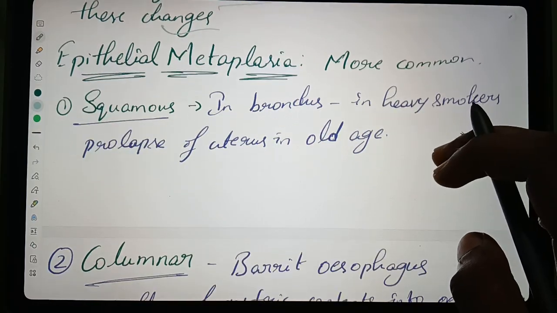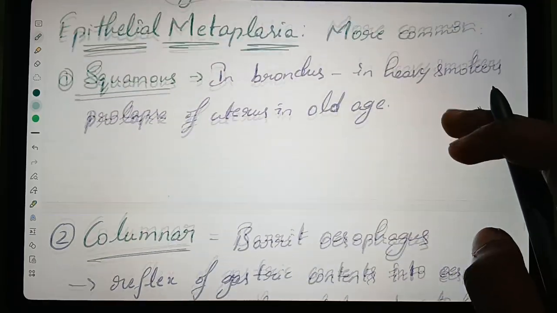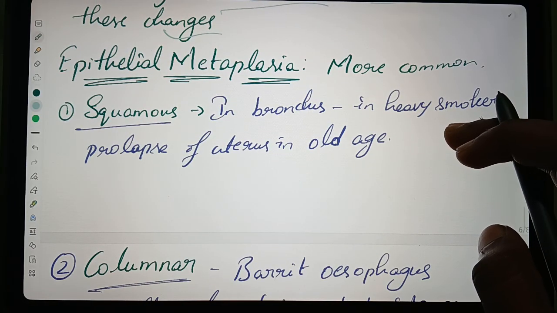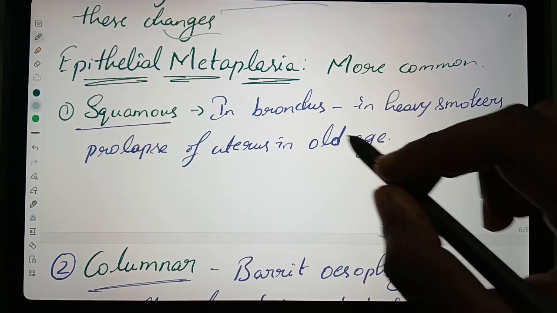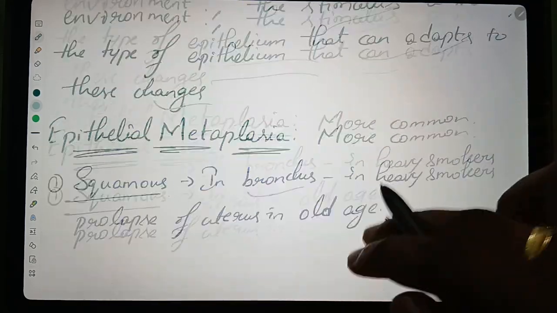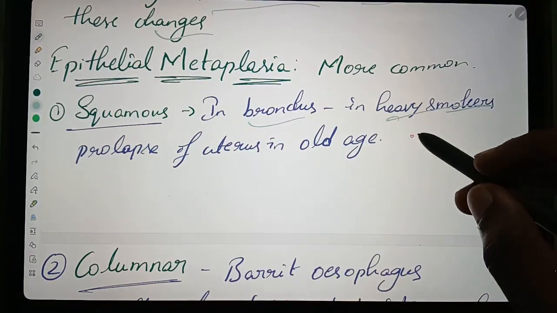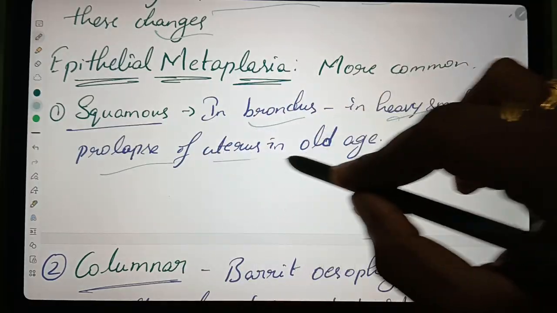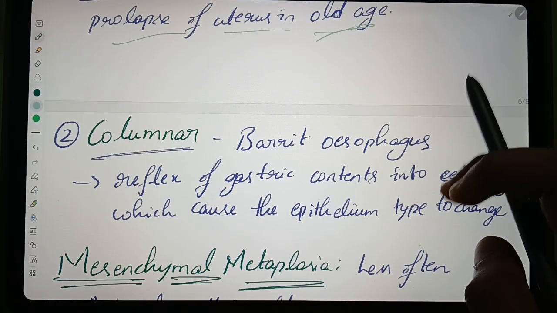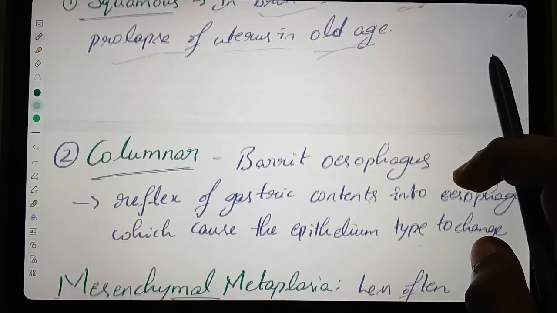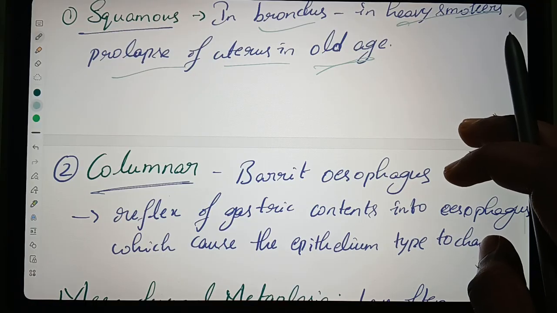There is epithelial metaplasia and mesenchymal metaplasia. In epithelial metaplasia, there is both squamous and columnar. In squamous metaplasia, the bronchus changes in heavy smokers, and there is prolapse of the uterus in old age, where ligament loosening occurs and leads to prolapse of the uterus.